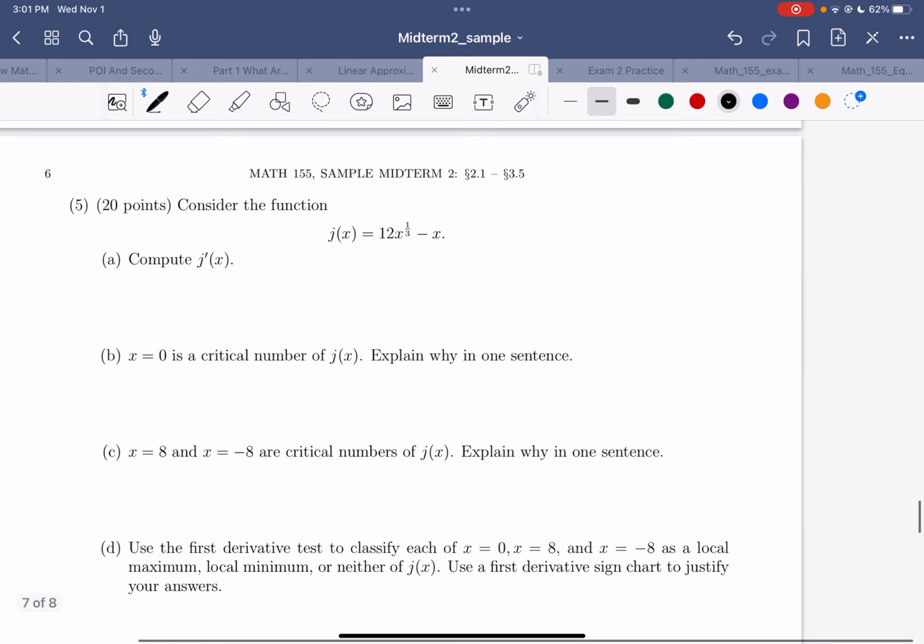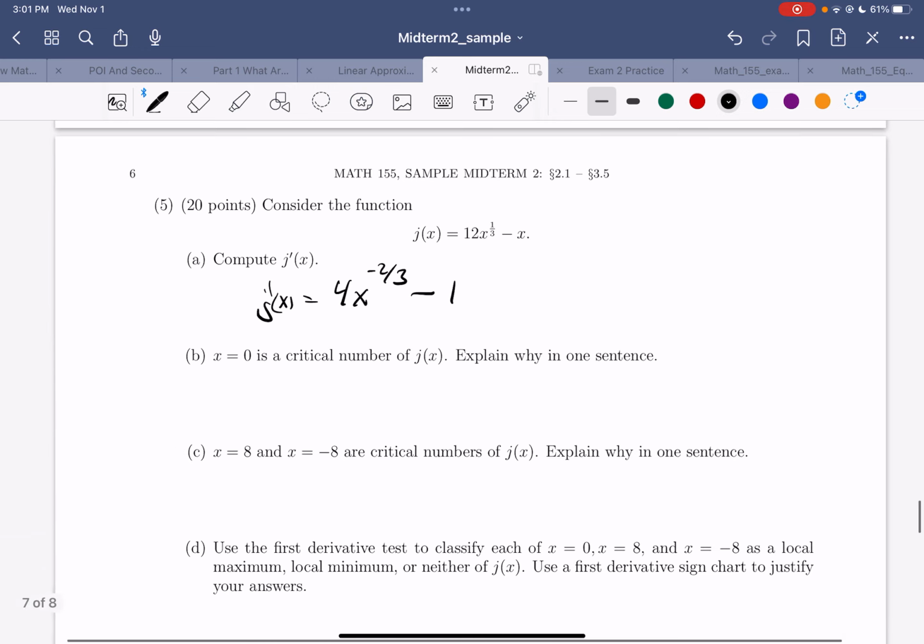All right, last question, I think, or last dish. Okay, compute j prime. Sweet. The 1/3 comes down. 12 times a third is 4. X to the third minus 1 is minus 2/3. Okay, and then we have a minus 1. This right here is j prime of x. Sweet.